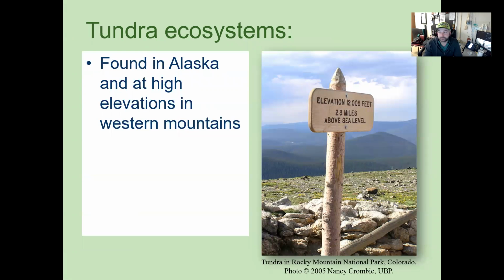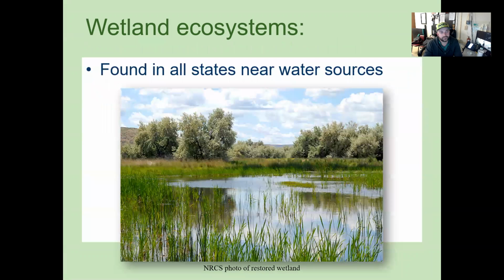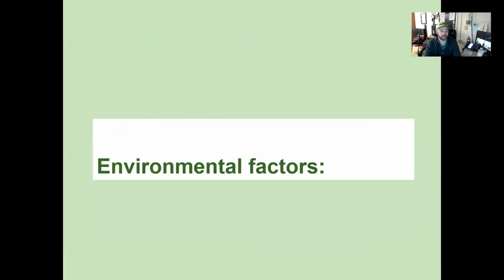Some other ones: tundra ecosystem is found in Alaska and at high elevations in western mountains. Wetland ecosystem is found in all states near water sources. So every state has wetland ecosystems. They might look different though, depending on what state you're in.